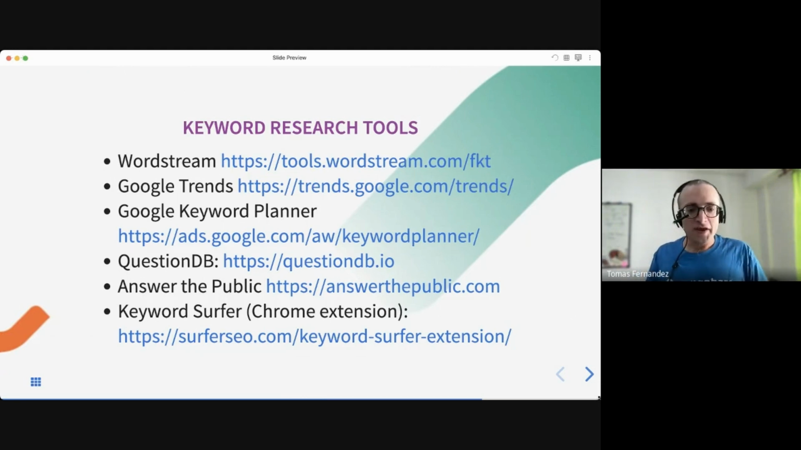The second one here is Google Trends. Google Trends doesn't tell you the search volume, but it does tell you how interest in a keyword changes over time, which I think is good information to have. It gives you a time graph of interest, so you can see if the interest in something is growing or not growing.